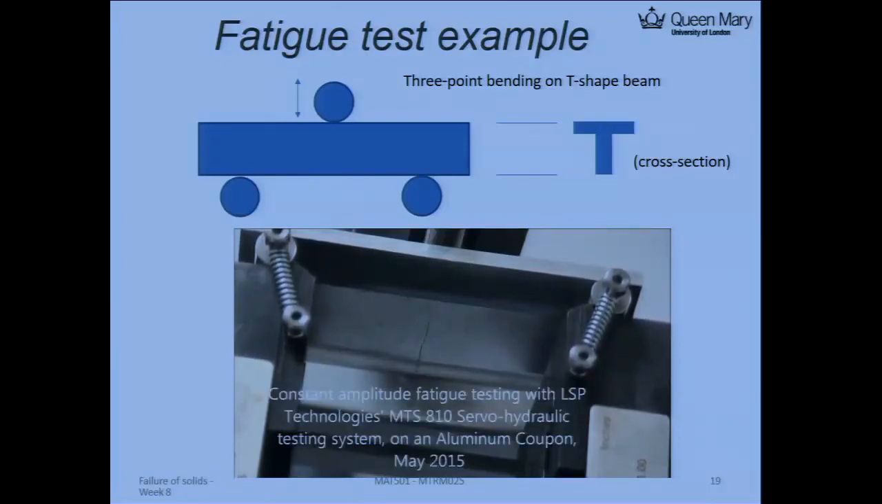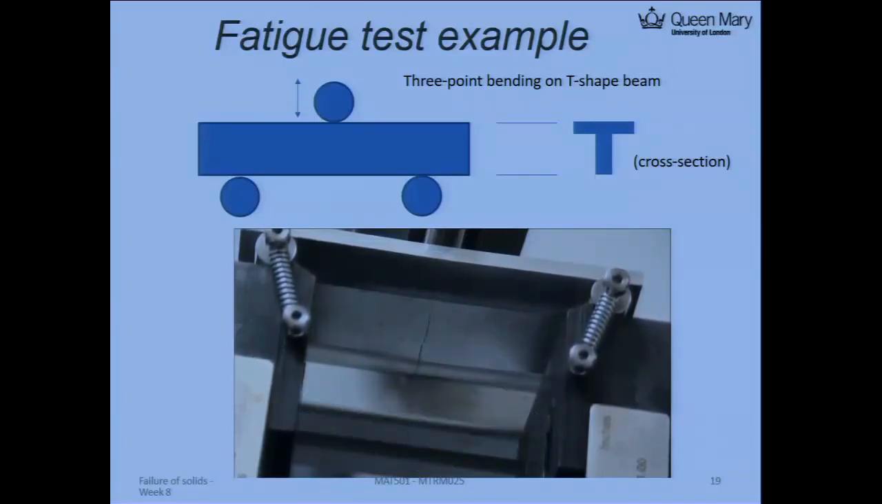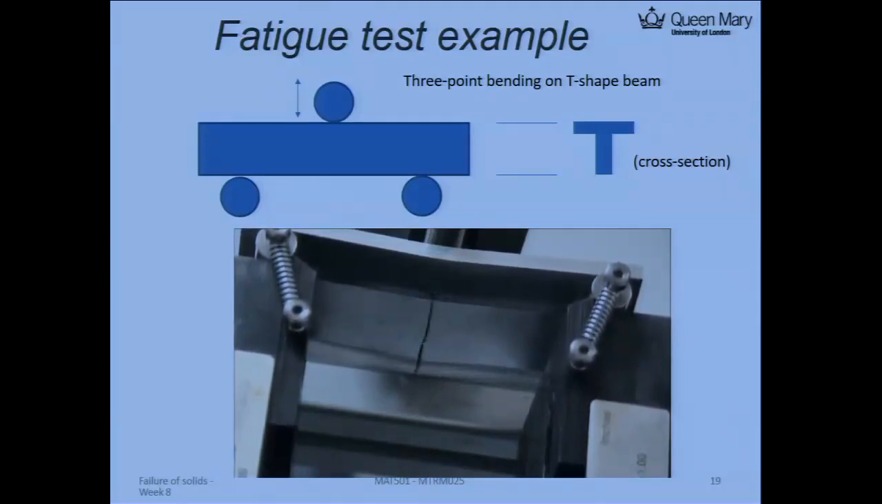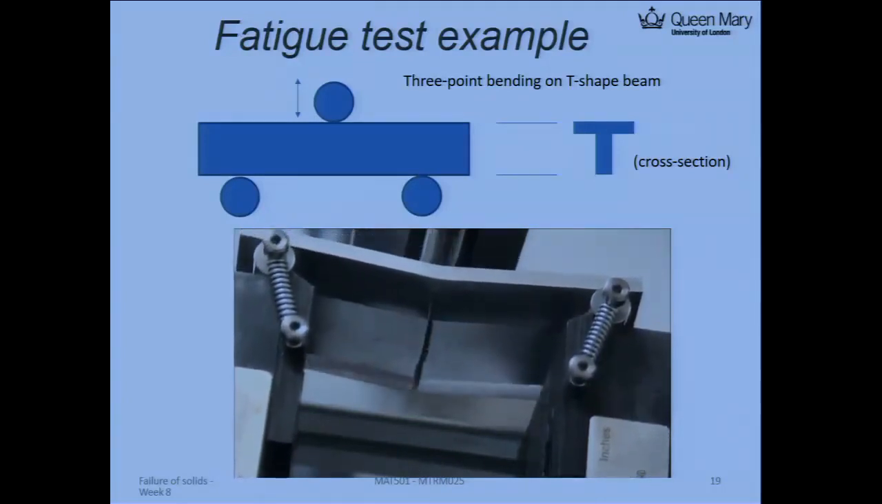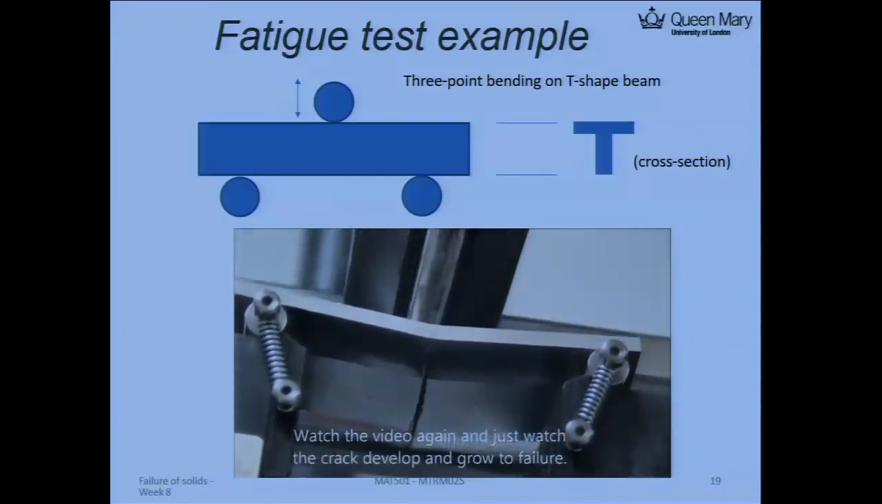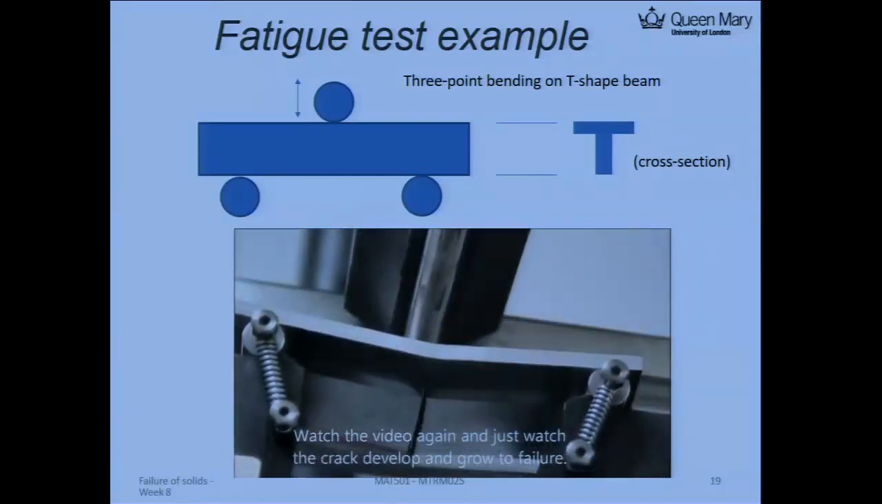Okay, almost reached the final failure. So you will eventually see the sample is fully fractured. That's a very tiny amount of, now that's the final failure. So that gives you this feeling of what fatigue failure looks like, okay?